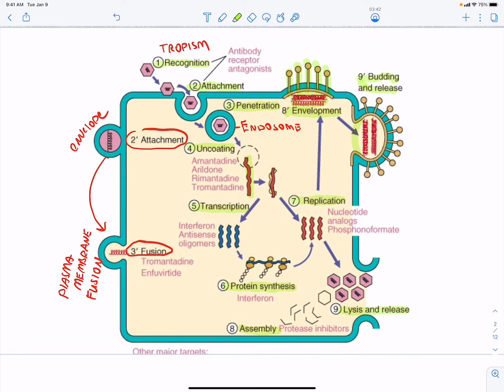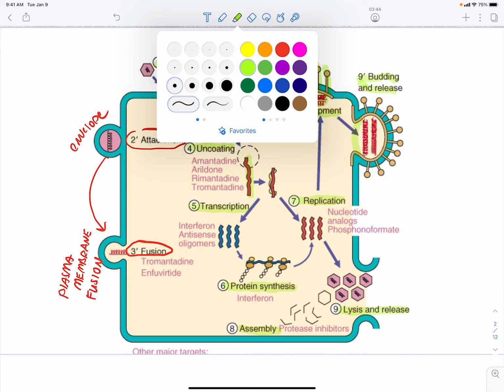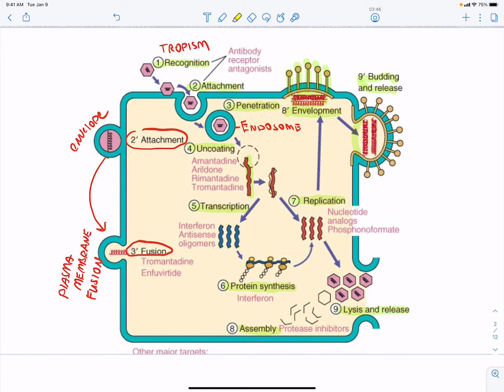So here they list a few of the antivirals that are available and at what point they are trying to target the actual virus. So you have a few that are going to target uncoating of the virus. You have interferons or antisense oligomers that are going to target your transcription and your protein synthesis. Interferon will definitely affect that as well.